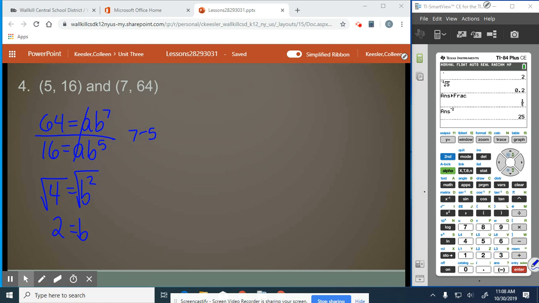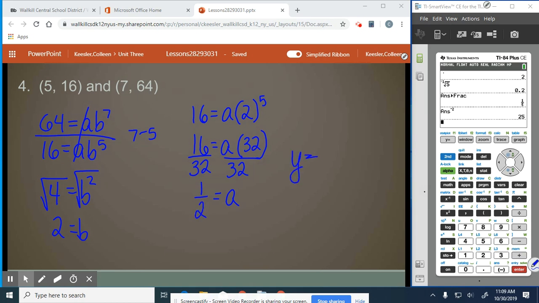Now we plug that back in, so we have 16 equals a times 2 to the 5th. So 16 equals a times, I believe it's 32. 2 times 2 is 4, times 2 again is 8, times 2 again is 16, times 2 one last time is 32. Divide by 32, and a equals, well, 16 is half of 32, so it's just 1/2. Rewrite our equation, y equals ab to the x, so 1/2 times 2 to the x.